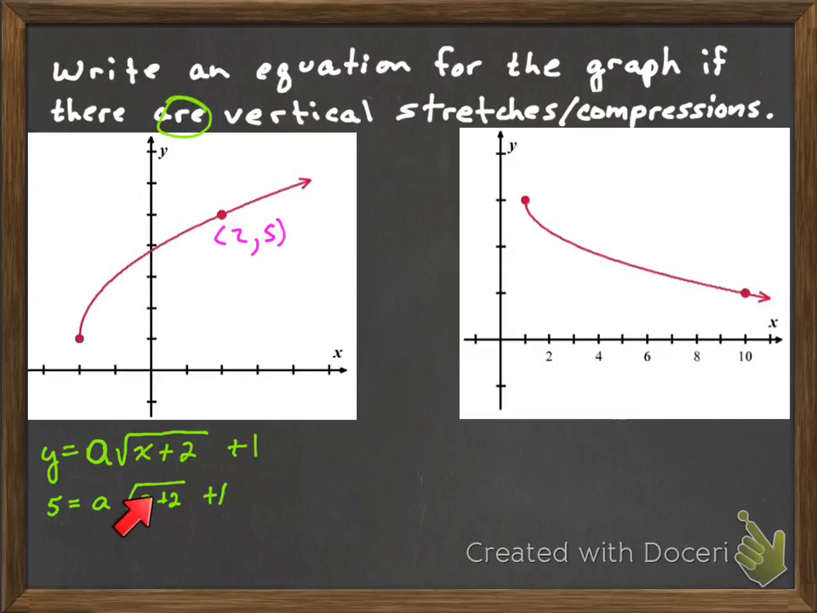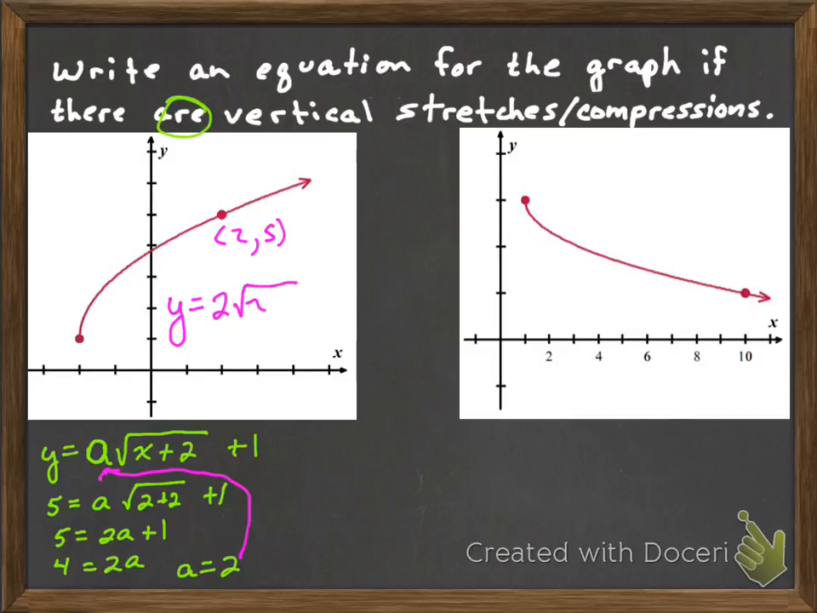All right, so that's going to give us the square root of 4, which is 2. So this is now 5 equals 2a plus 1. Subtract the 1, and dividing gives us a is 2. Now, since a is 2, we can plug that back in to get our equation, which would be y equals 2 square root x plus 2 and then a plus 1.